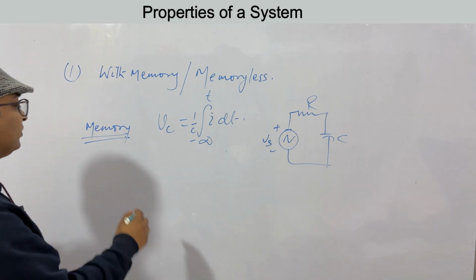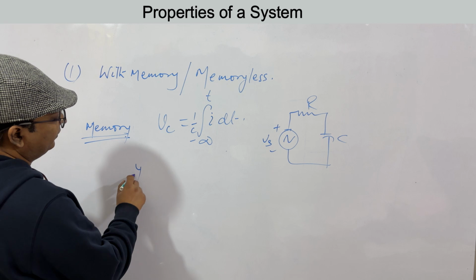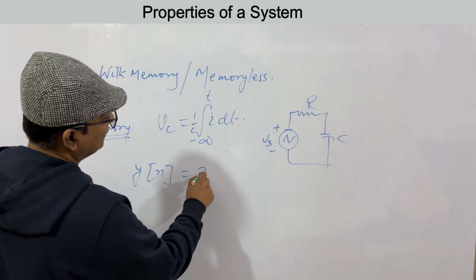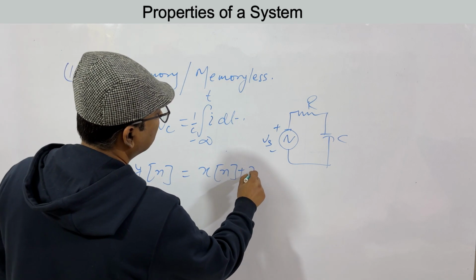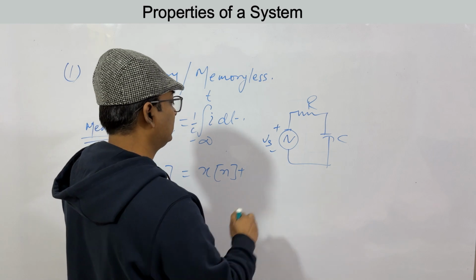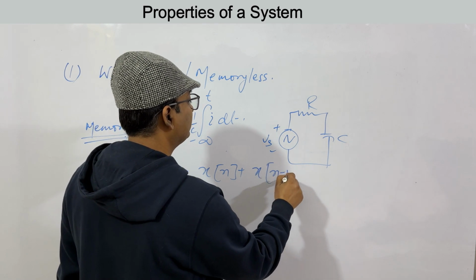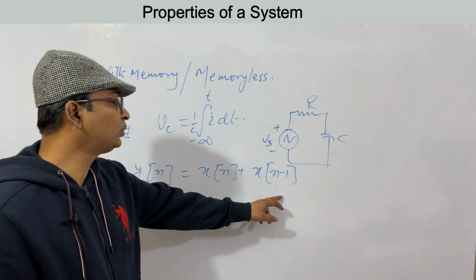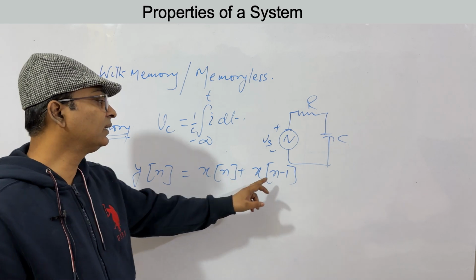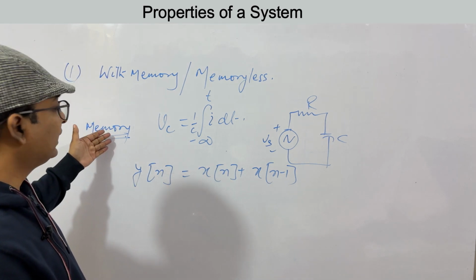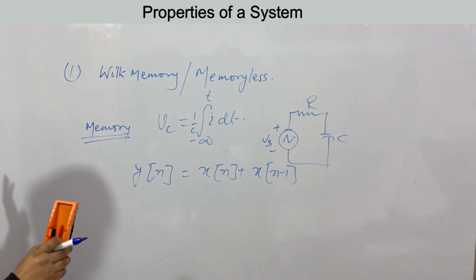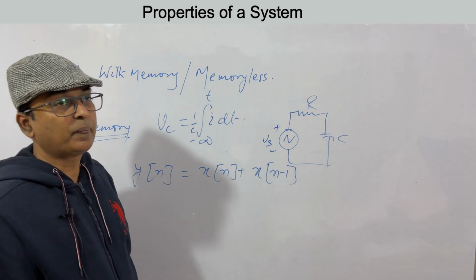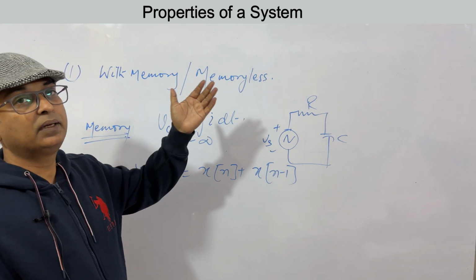Similarly, for discrete systems, if we have y[n] like this, x[n] plus x[n minus 1], or x[n minus 2], then it is dependent on two signals, the signal at n and the signal at n minus 1. So this type of system has memory. This is the first property of a system, that it may have memory or it may be memoryless.